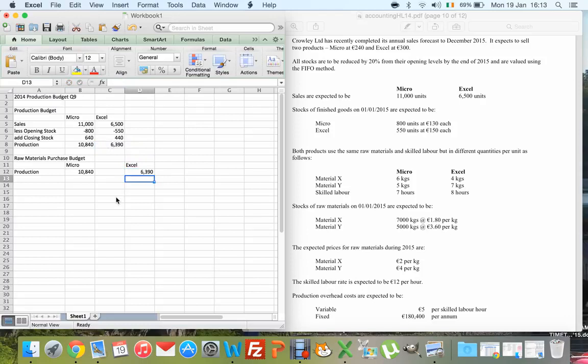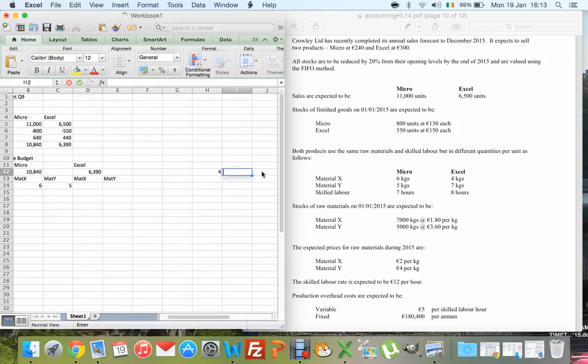Now the reason why I've added extra columns is I need to look at the material X I'm going to have for micro, and the material Y I'm going to have for micro, and then the material X I'll need to buy to make my Excels, and material Y I'll need to buy for my Excels. So I need to look at my kg per unit of each. When I make my micros, I'll need 6 and 5, so it'll be 6 of that and 5 of that. When I make my Excels, it's 4 and 7.